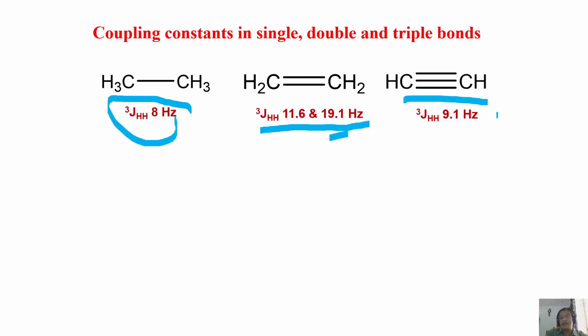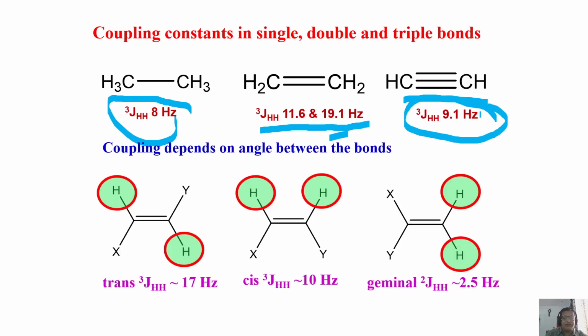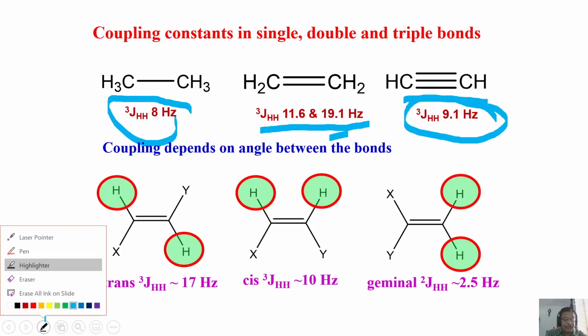Coming to the triple bond here, it is a special case where we get 3J coupling of 9.1 hertz. Don't go by the logic that one bond is 8, two bond is 12, so three bond must be 30. No, it doesn't go by that logic. Don't apply sequential logic, like a linear increase in the coupling. Not possible. So this is another example which I wanted to tell you.